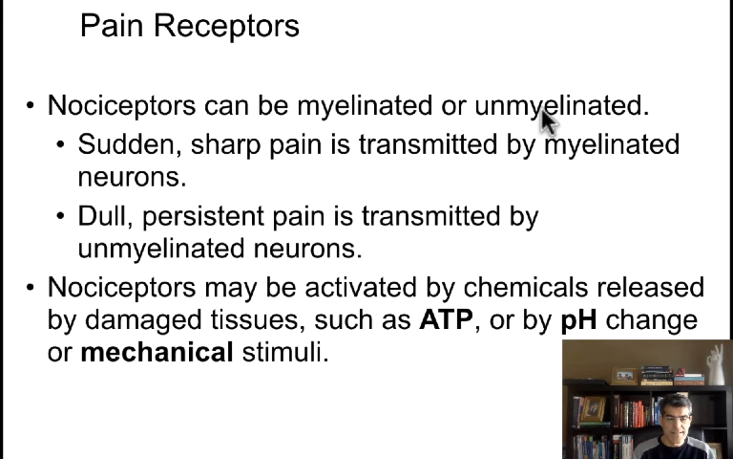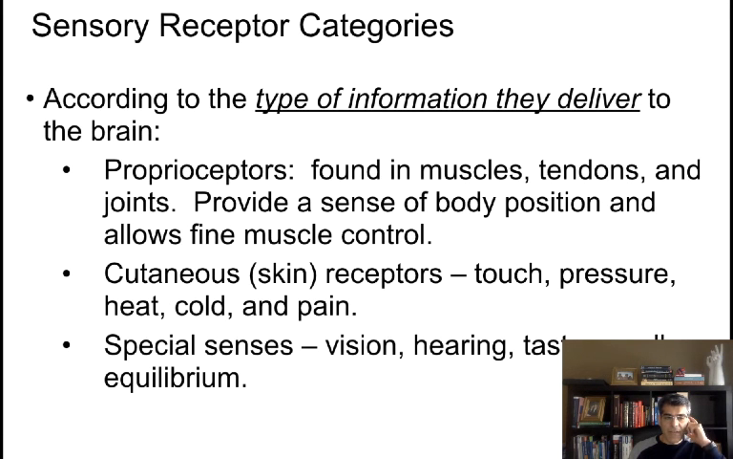We mentioned that nociceptor can be stimulated by damage to the tissue. You can also stimulate this pain receptor by ATP or change of pH. We have different types of receptors in different parts of the body. There are some receptors that are found inside the skin. Those are receptors that are going to detect touch and pressure and heat and cold and pain. There are some receptors that are found in the muscle or tendon or joints. Those receptors are called proprioceptors. Proprioceptors are receptors that detect the position of the joint and the status of your tendon.